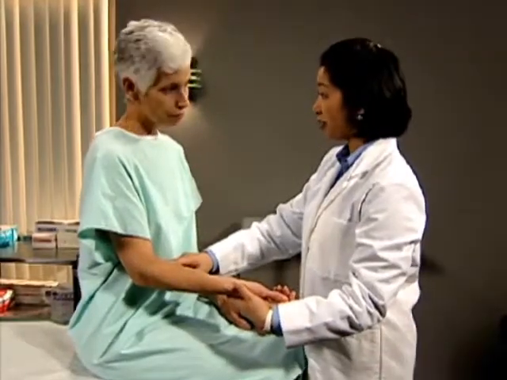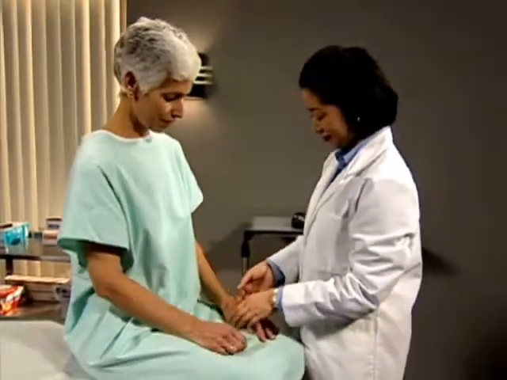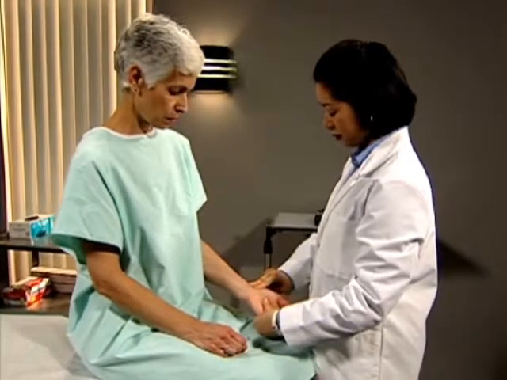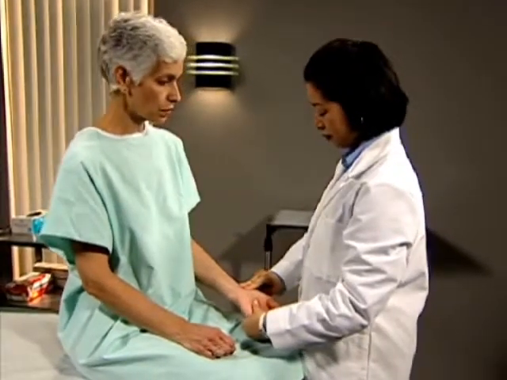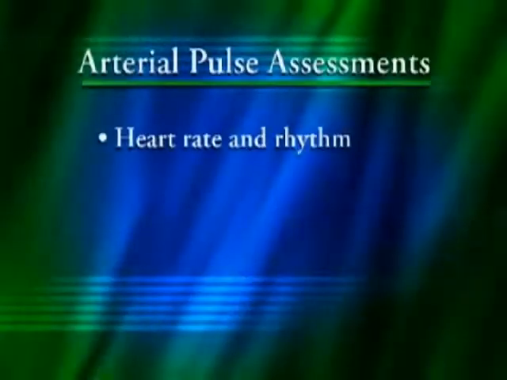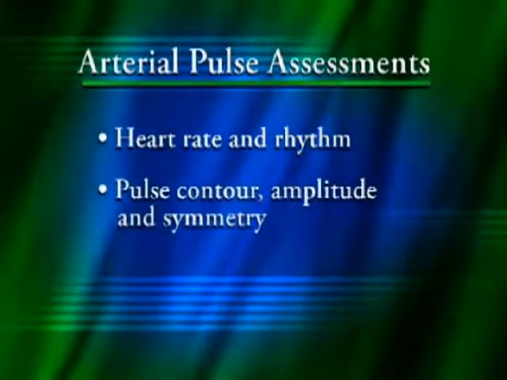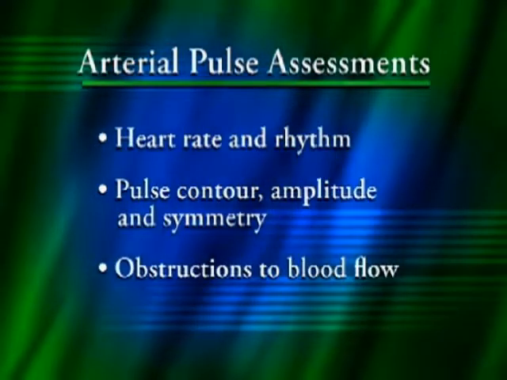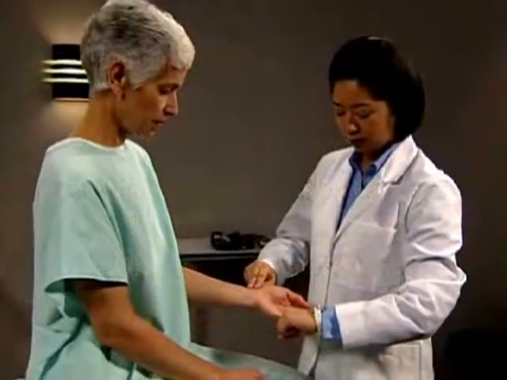Now I'm going to check the pulses in your wrist. All right. Next, palpate the radial pulse, using gentler pressure on the medial and ventral side of the wrist. This is often the best location to assess the heart rate and rhythm, the pulse contour, amplitude, and symmetry, and possible obstructions to blood flow.